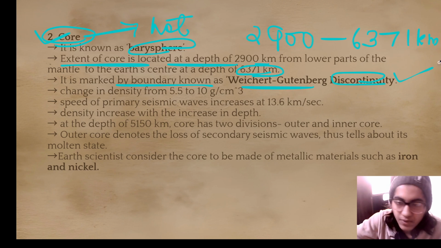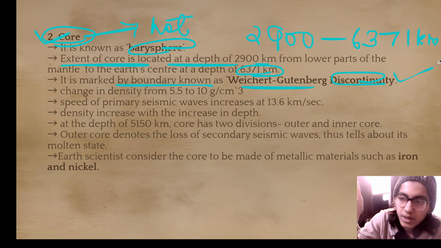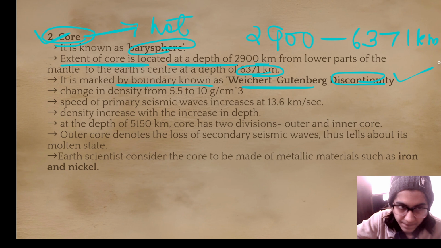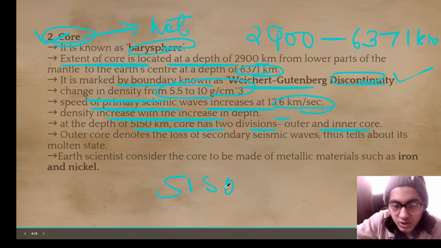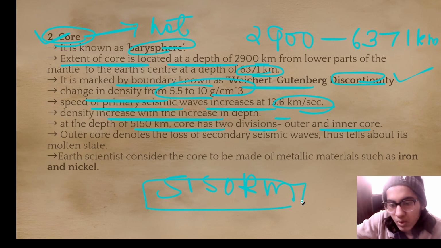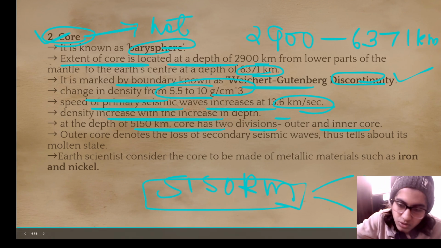When this discontinuity comes, we come to know that a new layer is coming, that is the core, and the density changes from 5.5 to 10. So the density increases as we go deeper, we know that, and the speed of these waves also increases. These waves definitely travel faster in denser mediums, and at the 5500 kilometer distance, the core is divided into two parts, outer and inner.